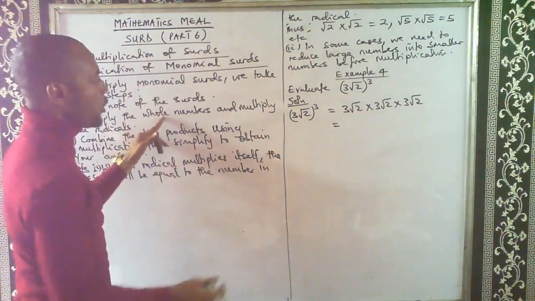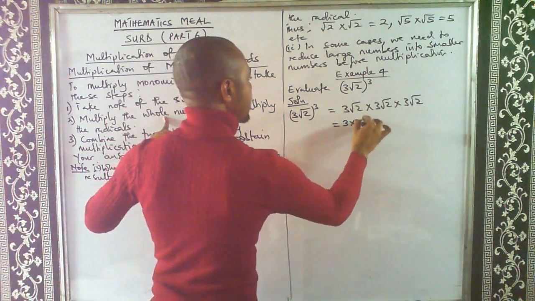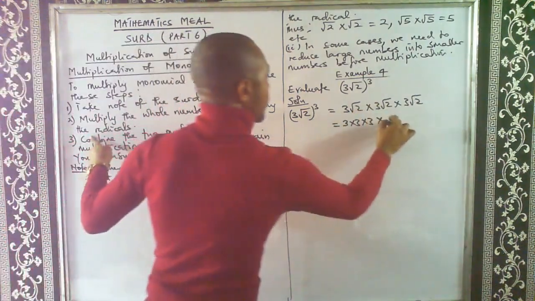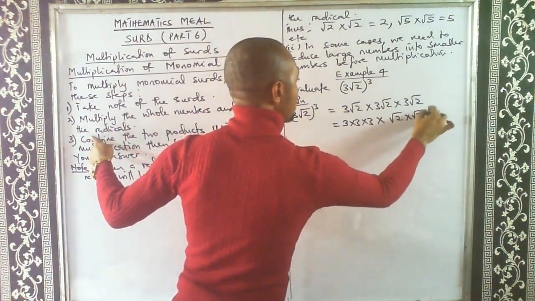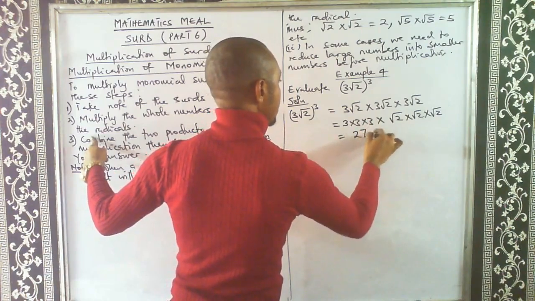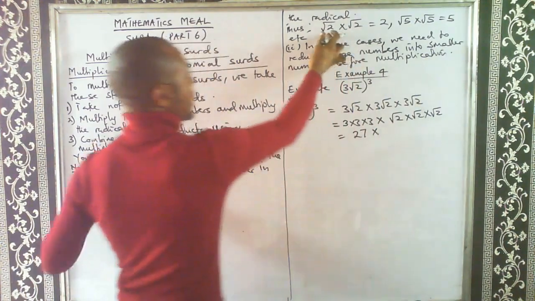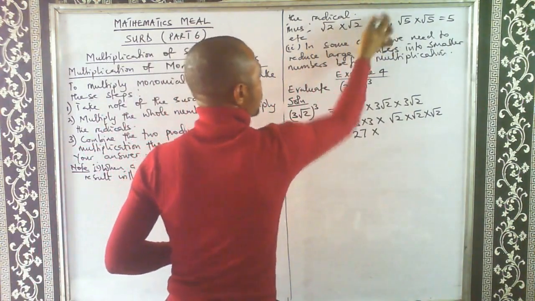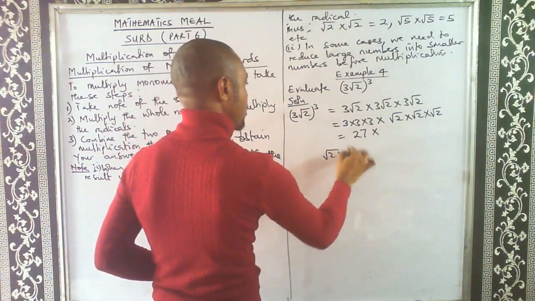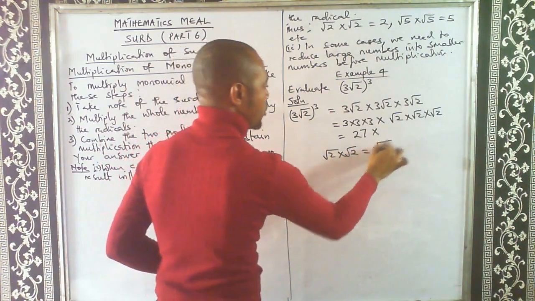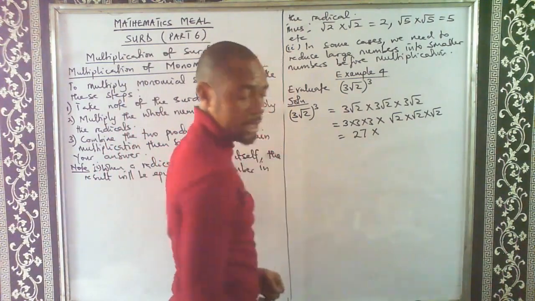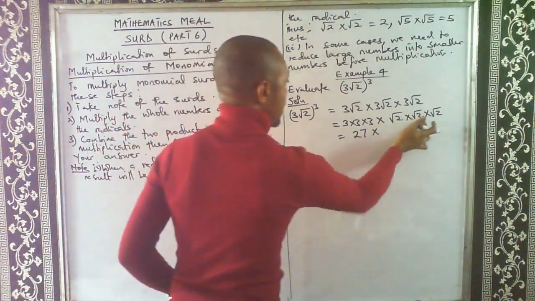We have whole numbers, so multiply the whole numbers. We have 3 times 3 times 3, and multiply the radicals. The radicals are root 2 times root 2 times root 2. 3 times 3 times 3 will give me 27 times root 2 times root 2. When a radical multiplies itself, it will give you the number in the radical, because square root of 2 times square root of 2 will give us square root of 4, and square root of 4 is just 2. So when a radical multiplies itself, it will give us the number in the radical.